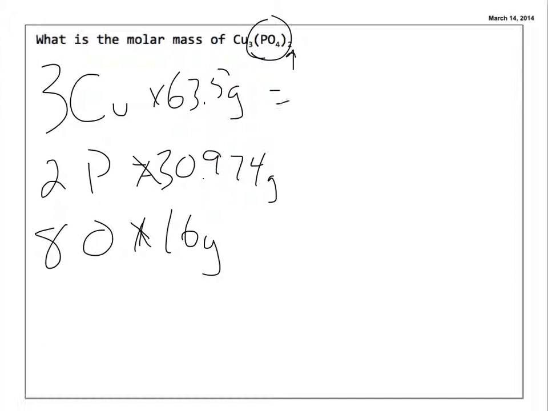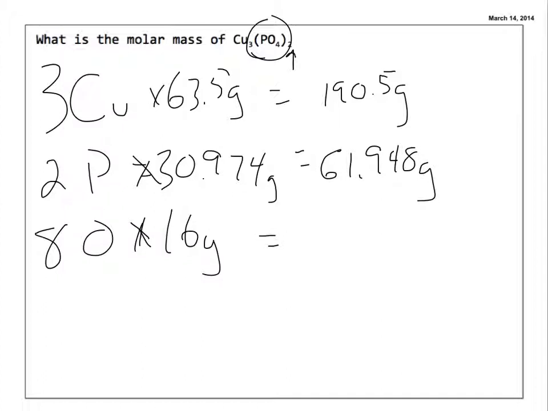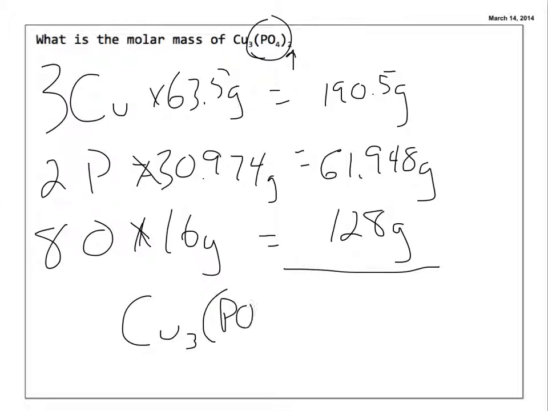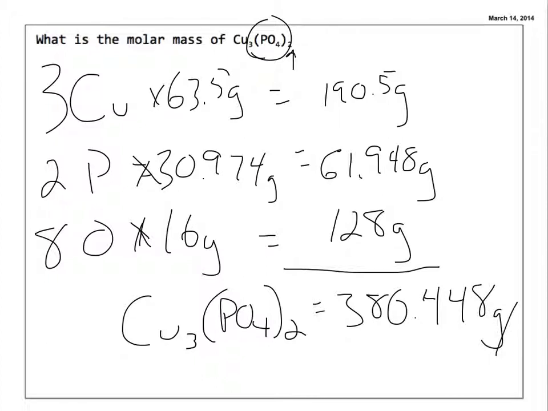So that gives us 190.5 grams of copper, 61.948 grams of phosphorus, and 128 grams of oxygen. Add all that up, and the molar mass of the compound, Cu3(PO4)2, equals 380.448 grams per mole.